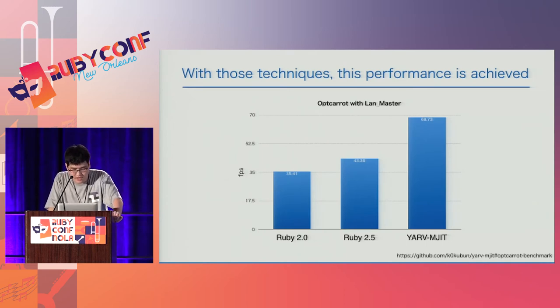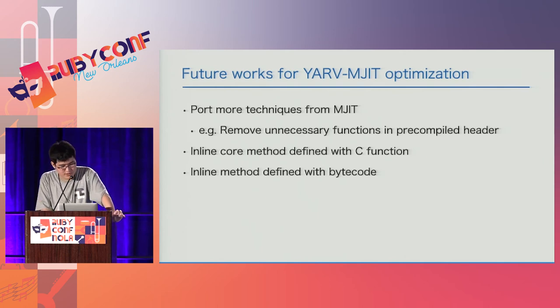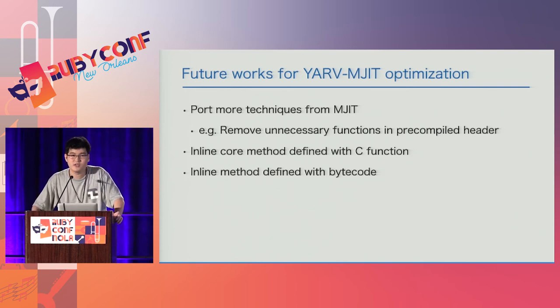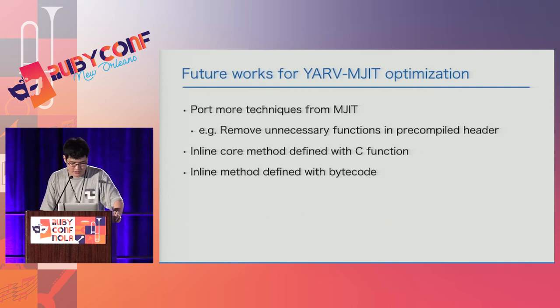Then with those techniques, YARV-MJIT achieved this very good performance compared to the current trunk. So future works of YARV-MJIT optimizations are to port more techniques from MJIT, because it's a fork, and removing unnecessary functions in the pre-compiled header, which is not implemented yet because it depends on some RTL-limited code. Also, I think I can inline core methods defined with C functions, because we can detect the type in the call cache, and we can probably know which function is used for a Ruby method call defined with a C function.